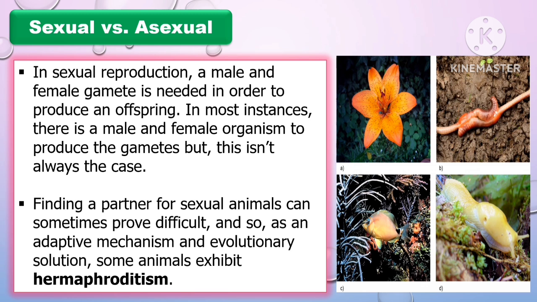In most instances, there is a male and female organism to produce the gametes, but this is not always the case. Finding a partner for sexual animals can sometimes prove difficult, and so, as an adaptive mechanism, an evolutionary solution, some animals exhibit hermaphroditism.